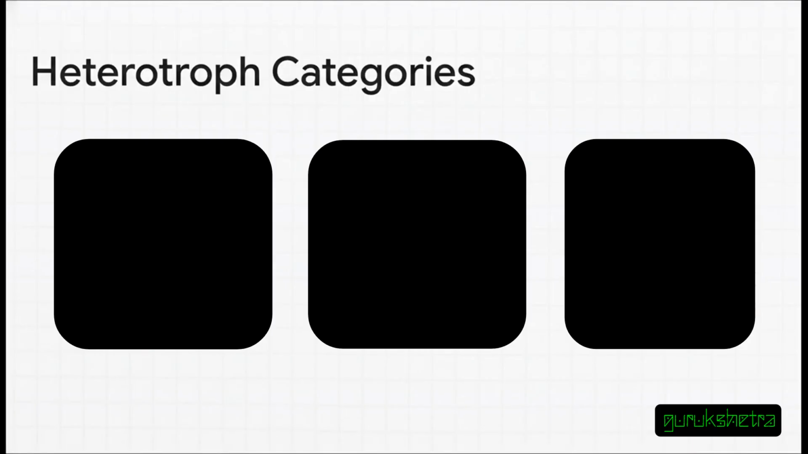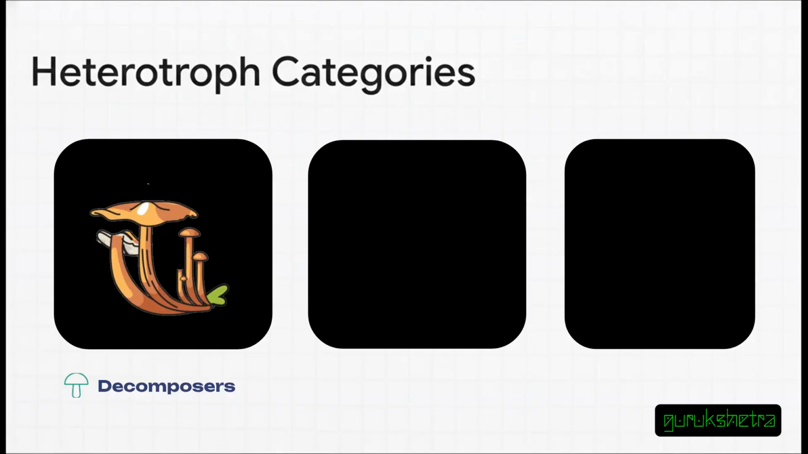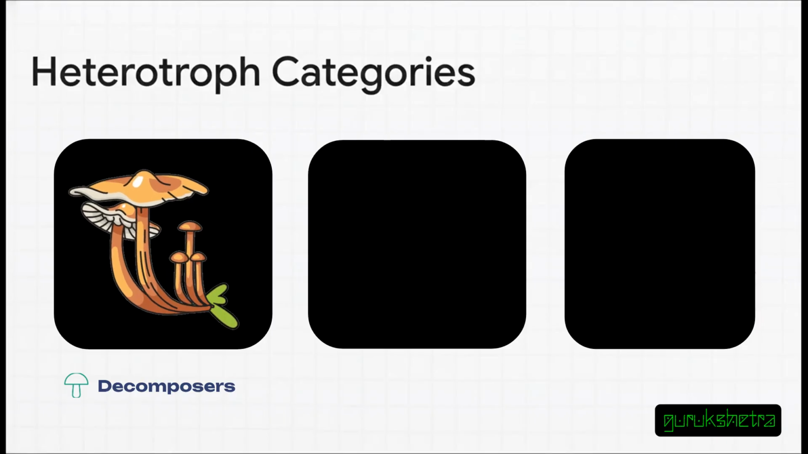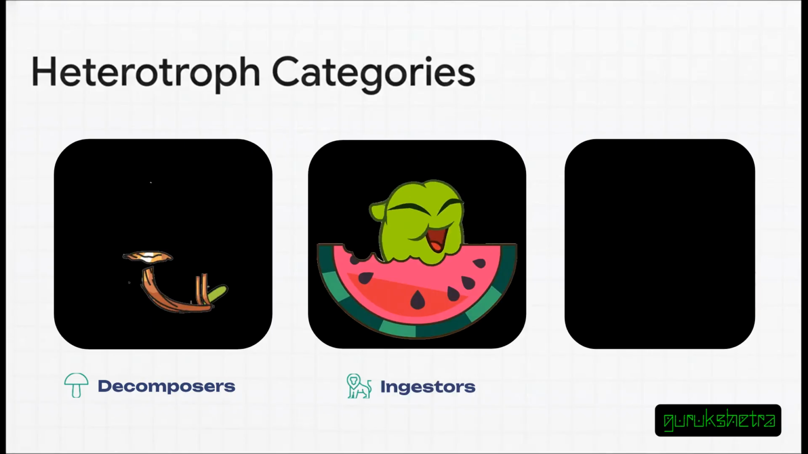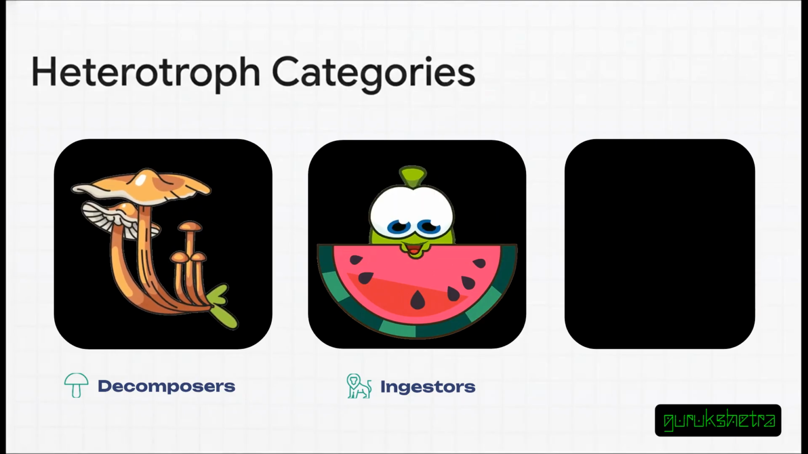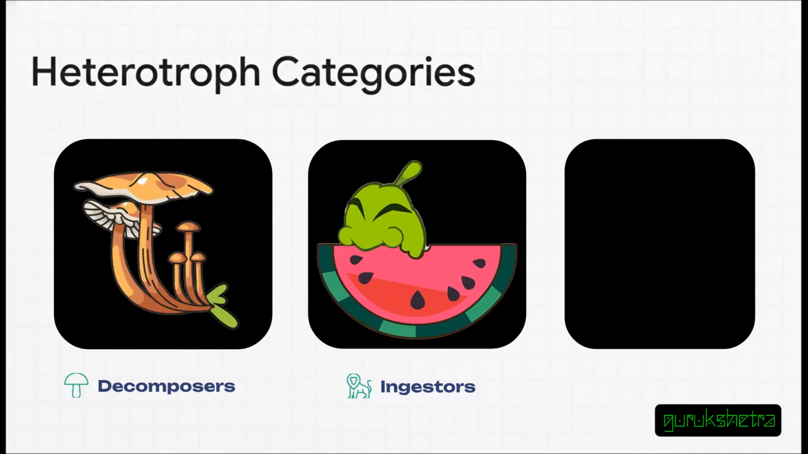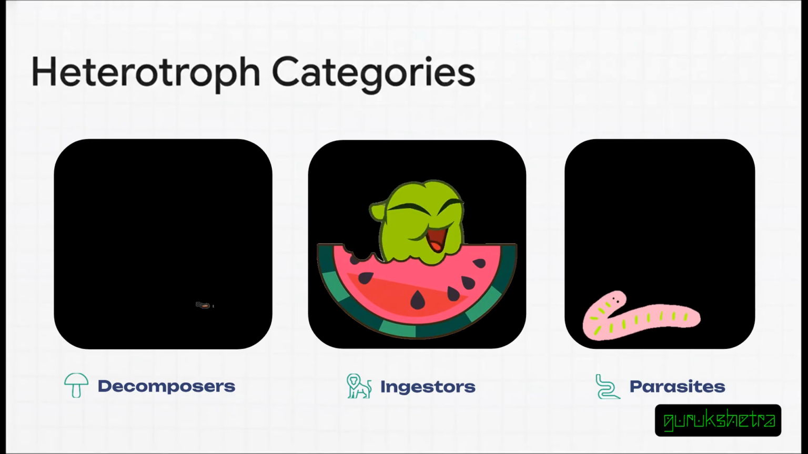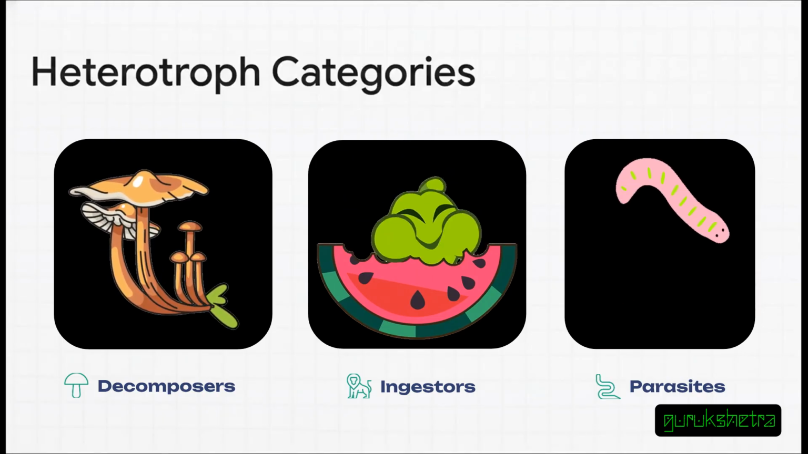We can group these dependent heterotrophs into 3 distinct categories. First, we have decomposers. These guys break down dead organisms outside their bodies and then absorb the nutrients. Think of fungi, like that bread mold you might occasionally spot in the kitchen. Second, we've got ingesters. These take in whole food and break it down internally. Animals, including us humans, fall right into this category. And finally, parasites. They sneakily get their nutrients directly from living organisms without immediately killing them, like a tapeworm.